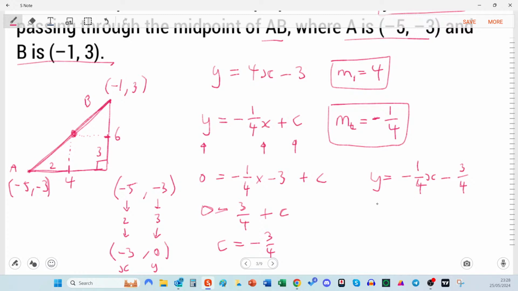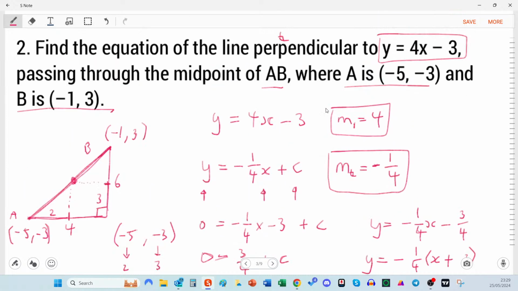Okay, we could tidy that up. We could take a -1/4 out, and that would be x take away 3. I say it's tidier, but it's really up to the individual. That should be x plus 3, because negative. Maybe I do like that better. But yeah, that's the equation of the line perpendicular.